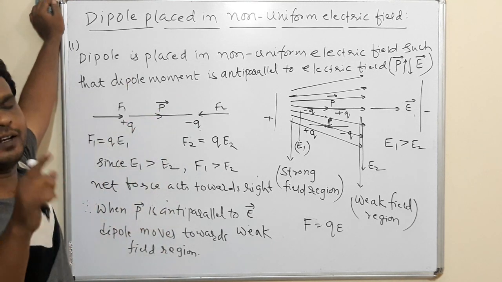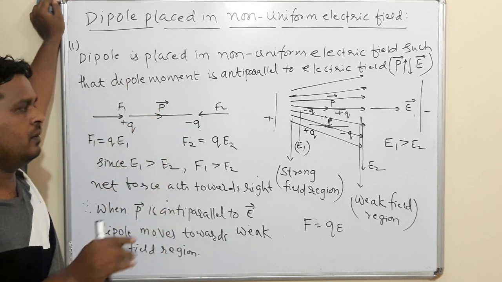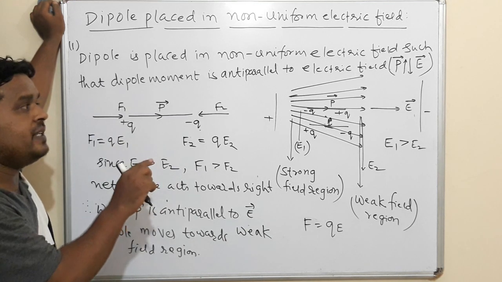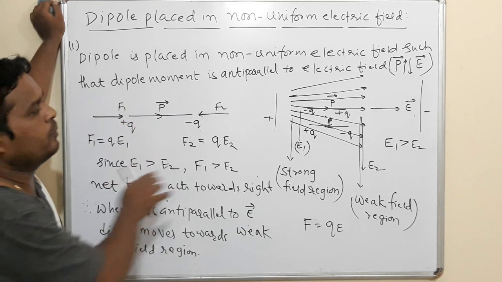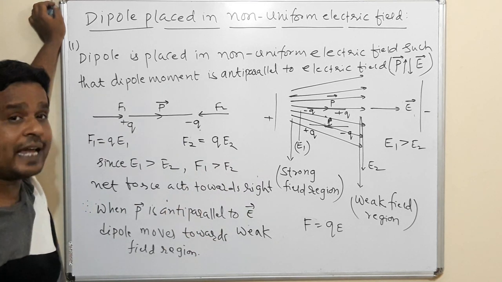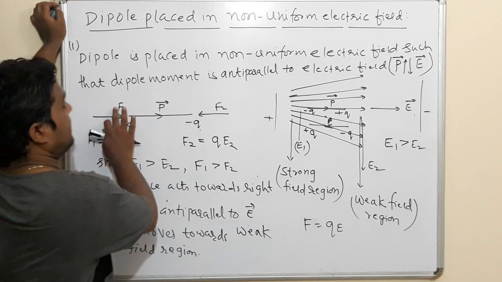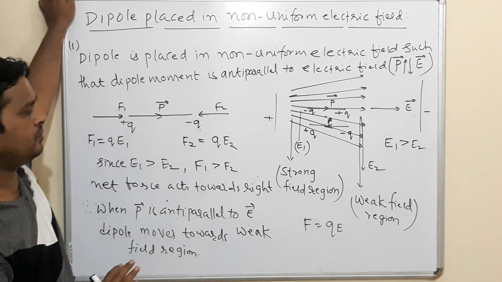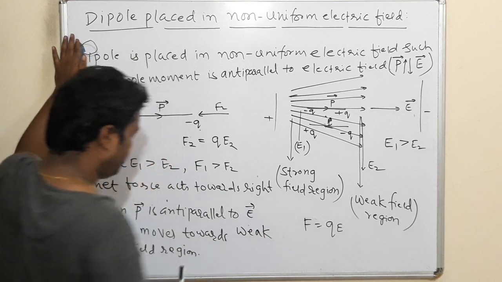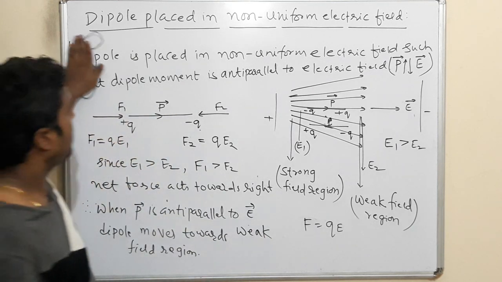When P is parallel to E, it moves towards the strong field region. When P is anti-parallel to E, it moves towards the weak field region. What is the net force acting on the dipole? It is F1 minus F2 in both the cases. Okay. Follow this. Now we'll move.